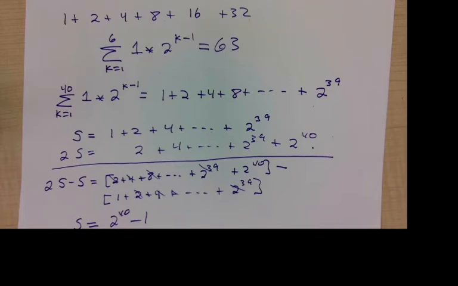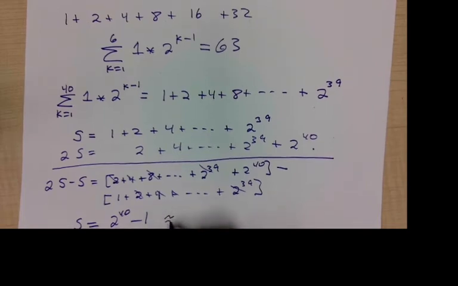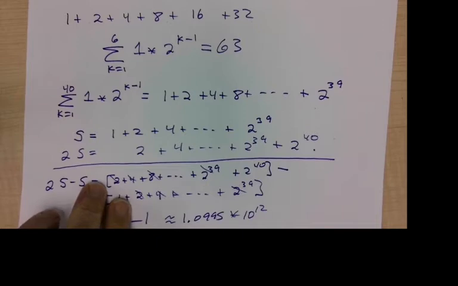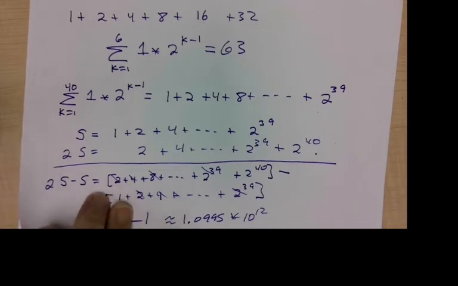Something times 10 to the 12th power. So approximately 1.0995 times 10 to the 12th power. So the minus 1 isn't making a whole lot of difference. But that's the process that we use to find the sum of the first n terms in a geometric series. Let's do one that's a little bit simpler than that, and I will show you how that technique can actually help us do it.